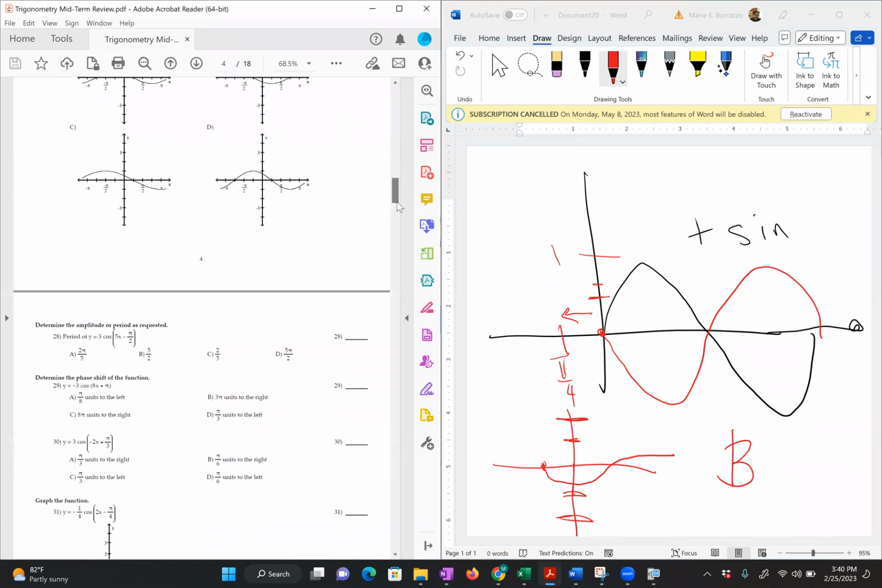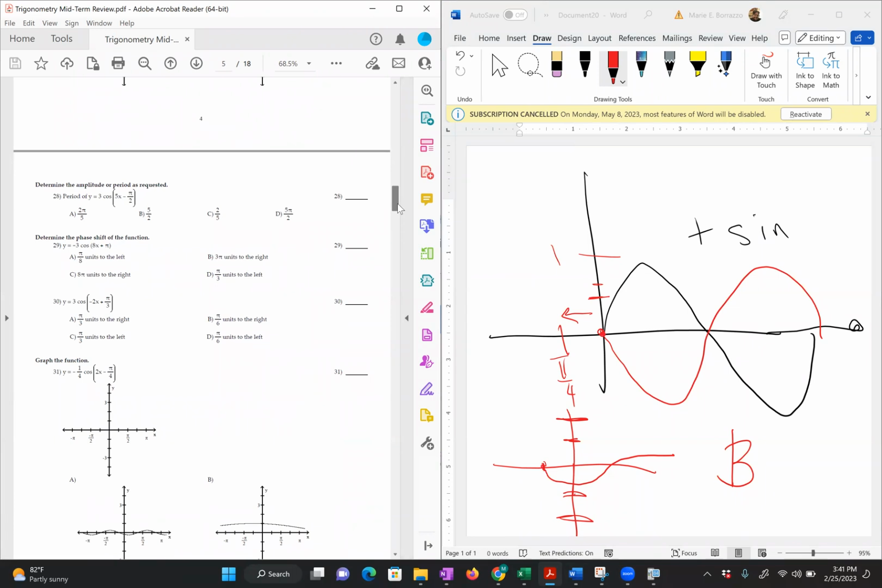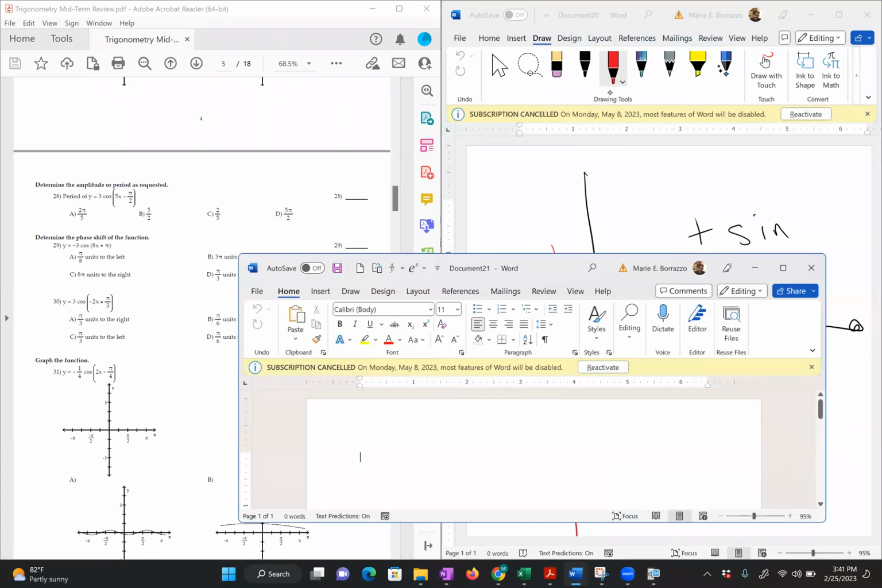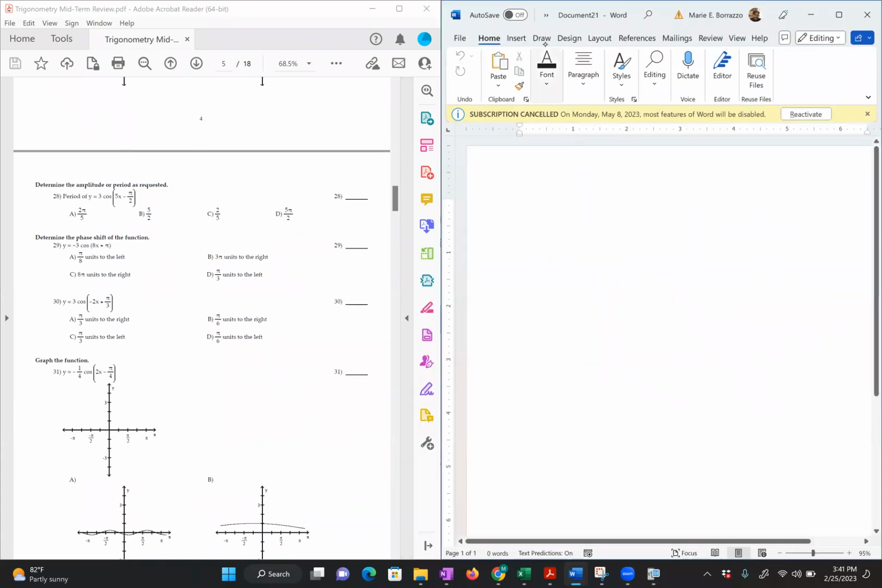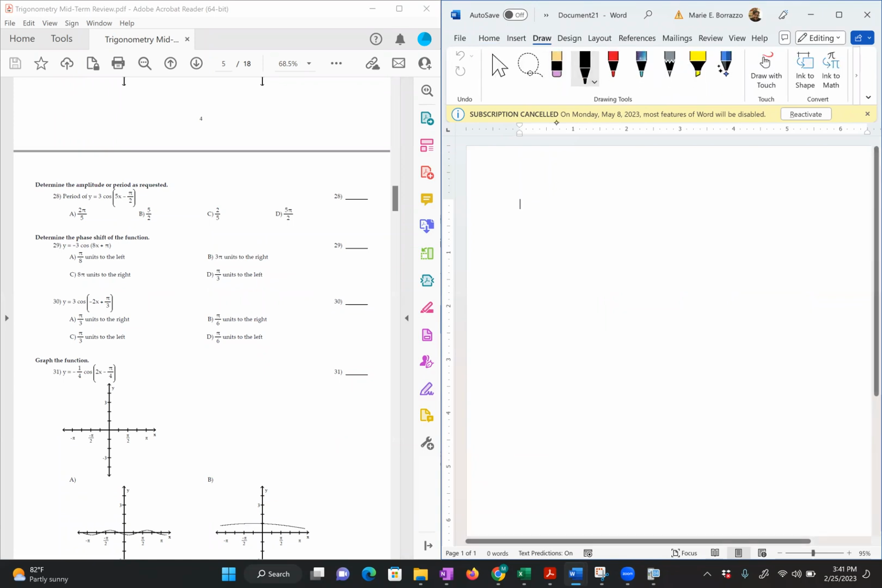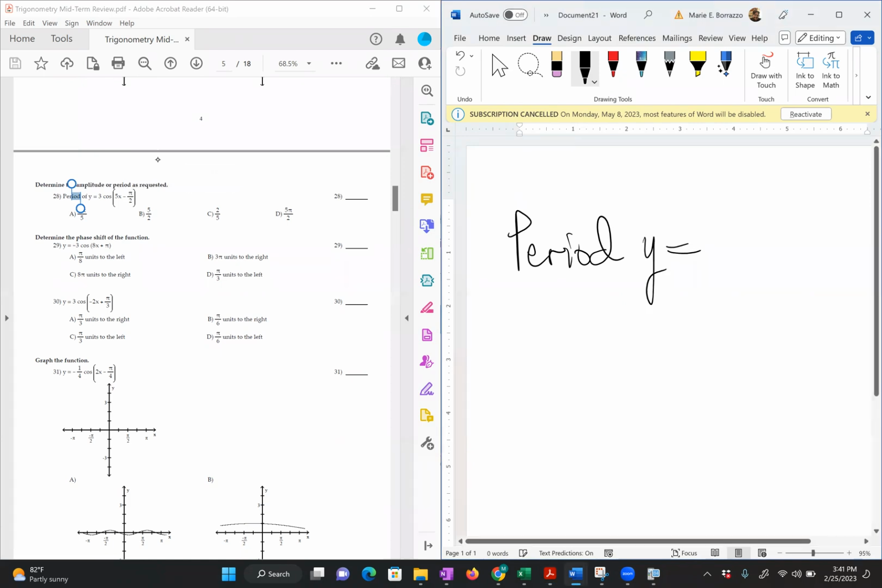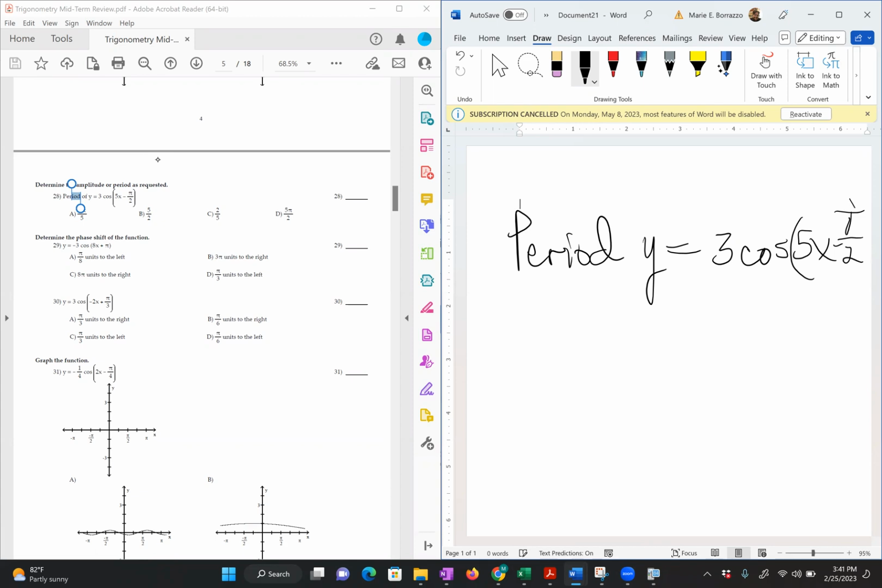All right, let's look at the next question. 28, same thing, a little bit more practice on amplitude and period. They are obviously interested in making sure that you all know how to do this. We have a cosine and we want to find the period. Be very careful: see how it says period right there? They want the period for the function y equals 3 cosine of 5x minus pi over 2. So we simply want the period.